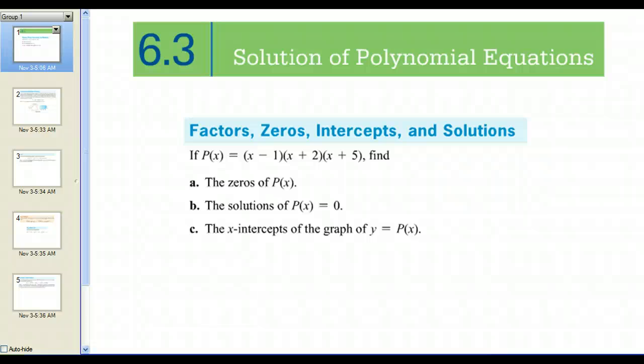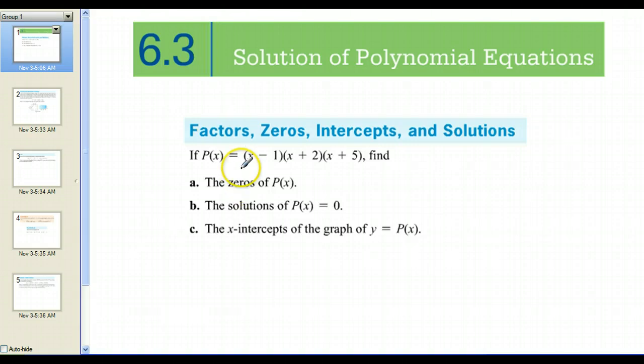This is your Chapter 6, Section 3 notes, solution to polynomial equations. So, at the very beginning here, most of them anyway, you'll be able to factor them and use the zero product principle.